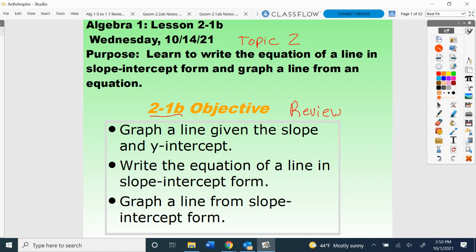So here's the concepts we're reviewing today. We're going to graph a line when given the slope and y-intercept of that line, we'll talk about what those are. We're also going to write the equation of a line in slope-intercept form. We'll take a look at that. And then we're also going to be graphing a line once we know what the slope-intercept form is. Okay, so let's dive in here. We'll take a look at these concepts.